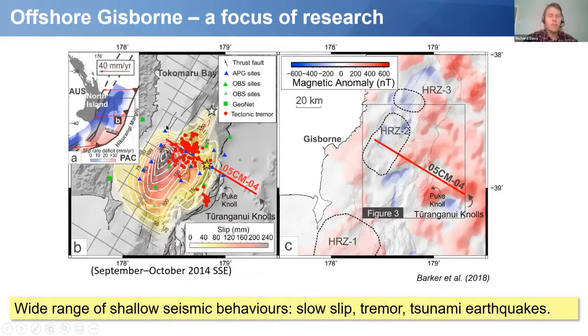So it's a very highly studied margin, to try and understand the physical properties and processes which control these multiple modes of failure. It's important to note that through this region we also have a subducting seamount, roughly around here, which you'll see in the next slide. And this 0504 line, you're going to hear me refer to a few times, as it's going to be one of our ground truths for our modeling.